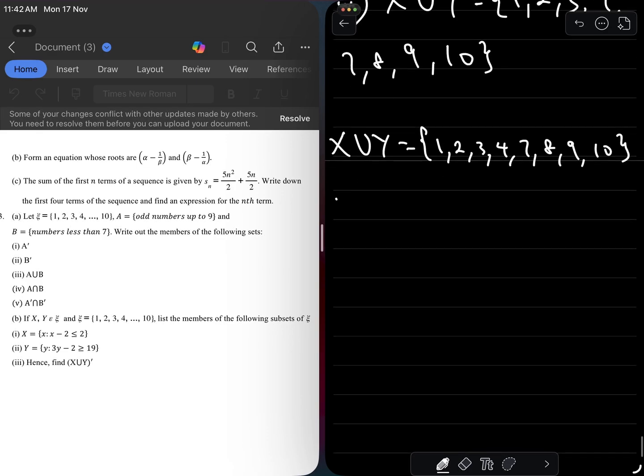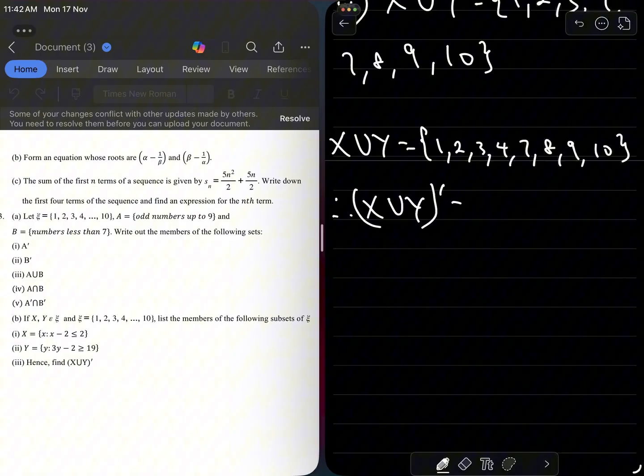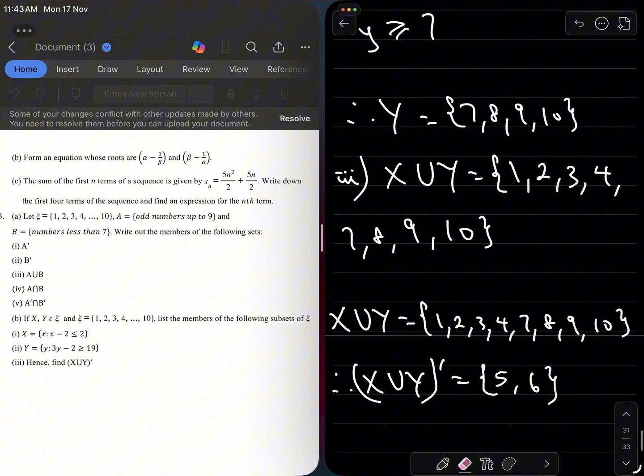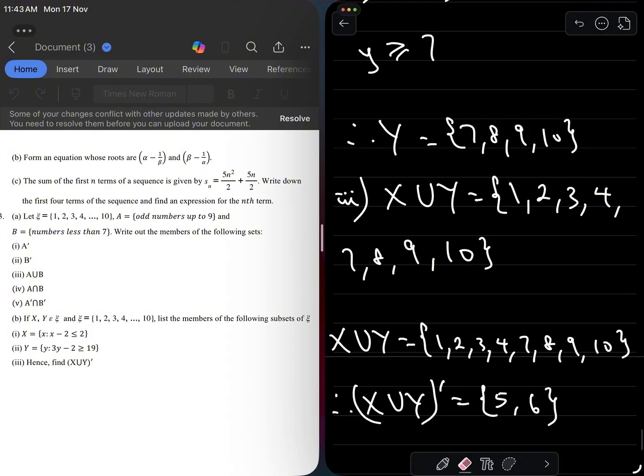And that therefore means that the complement of the union of X and Y will have elements. What's that? We have 1, 2, 3, 4, 7, 8, 9, 10. We don't have 5. We don't have 6. So the elements of the complement of X union Y are 5 and 6. And that is it, very, very simply.